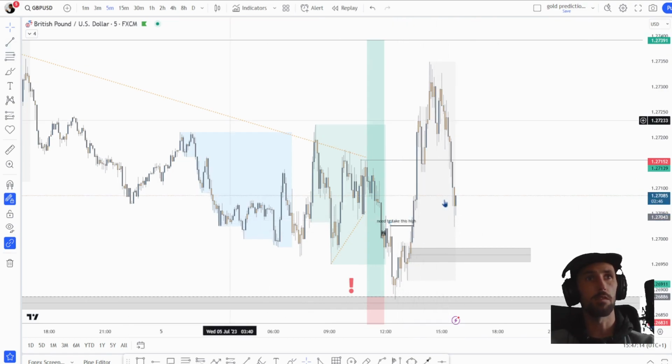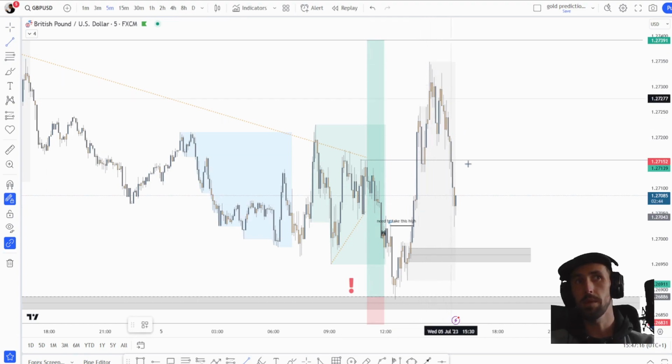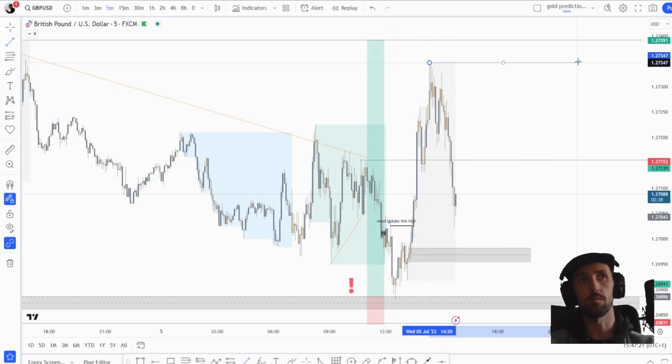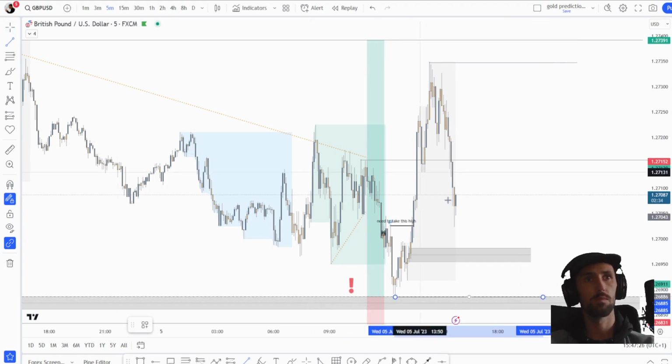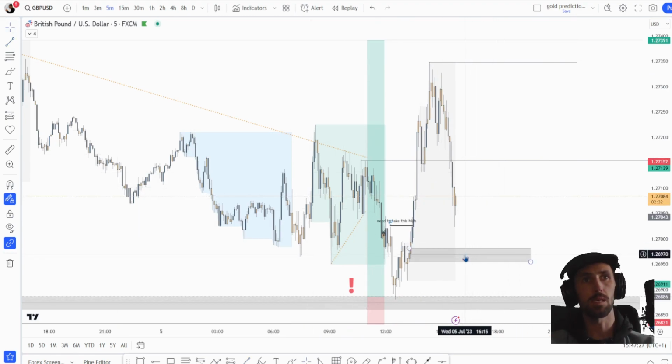And we now have bullish price action into bearish price action because we've taken out, again, this low. So we can highlight this as a short-term swing high. This is our short-term swing low. And we would expect price to tap into this to go bullish.